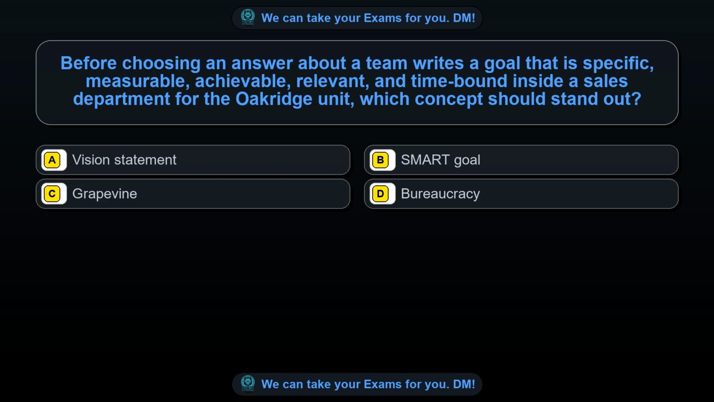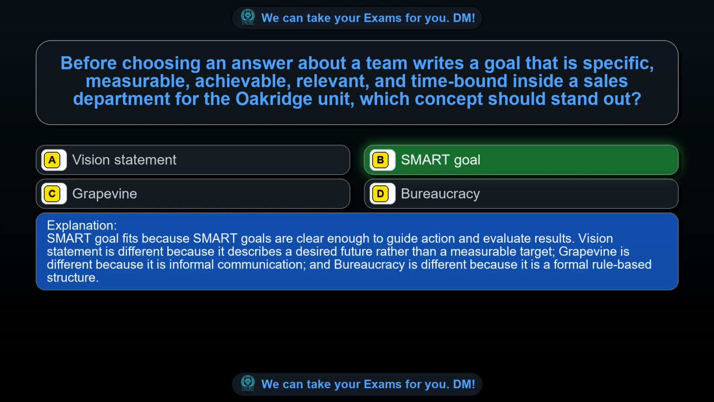Before choosing an answer about a team, writes a goal that is specific, measurable, achievable, relevant, and time-bound inside a sales department for the Oak Ridge unit. Which concept should stand out? Option A, vision statement. Option B, SMART goal. Option C, grapevine. Option D, bureaucracy. The correct answer is option B, SMART goal.